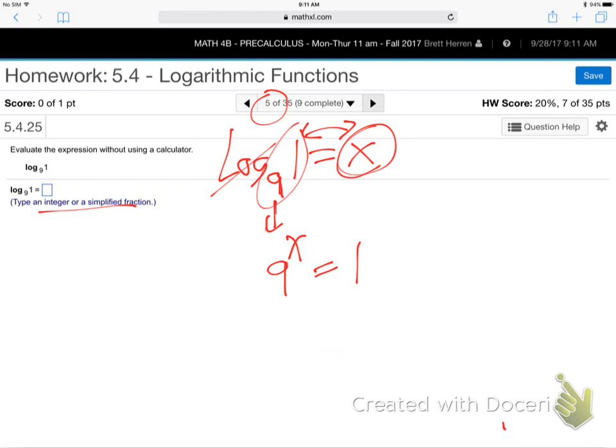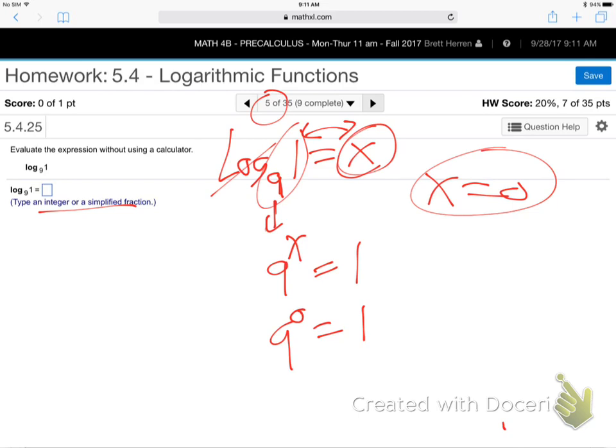I'll go with my pen here today. 9 to the 0 power is 1. So the answer is 0. So x is 0, that's the answer. We're done. Anything to the 0 power is 1. You aware of that truth? So in this section, they're going to push us on the power rules. We've got to remember those power rules from algebra because we'll actually do them backwards.